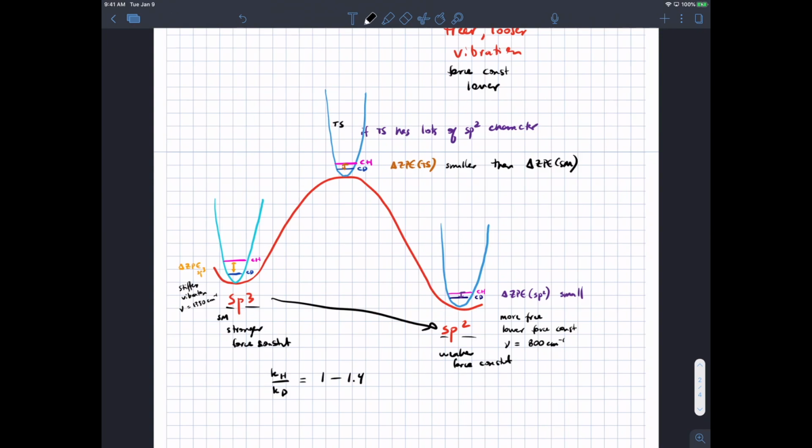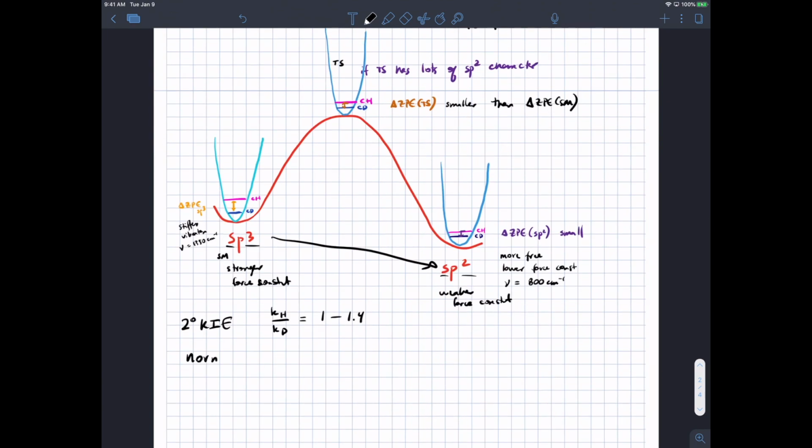Yeah? Wouldn't that, in order for the transition state to have a lot of sp2 character, wouldn't it need to be closer in energy to the products? Yeah, I've shown it as sort of midway through. But you can think of things on a continuum. As you moved it closer to the starting material, you'd expect to see less of an effect. If you moved it closer to the product, you maybe would expect to see more of an effect. This is called a normal secondary kinetic isotope effect, I believe. Am I getting that right? Yes.